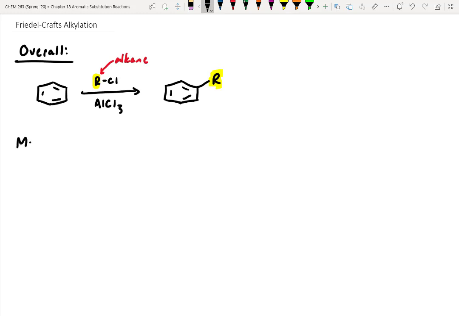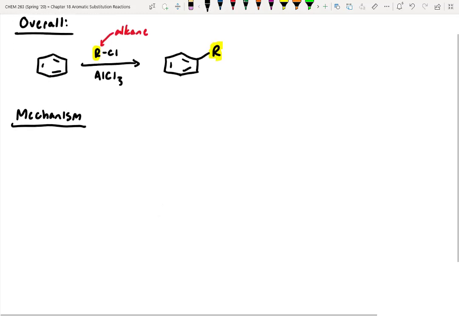All right, so let's take a look at the mechanism here. The mechanism is pretty straightforward, but there's a few things you have to watch out for, so let's be careful. First things first, I'm just going to make up some sort of group. So I've got tert-butyl chloride here as my halogenated alkane. Like I said before, this group really has to be an alkane, meaning that this central carbon here must be sp3 hybridized. We'll talk more about that later.